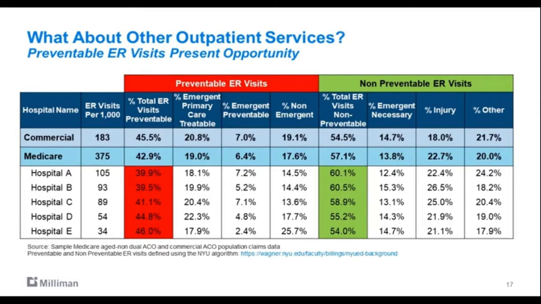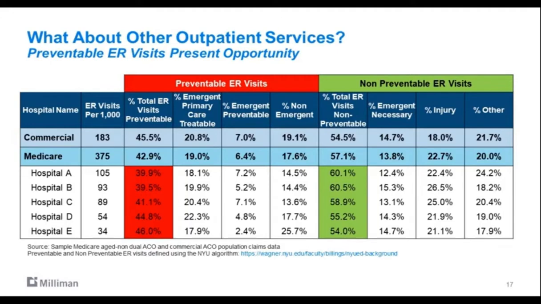Another cost driver, which we saw back on the first cost model, was about 7% of commercial spend was ER, and about 4% of Medicare spend was ER. So the question is, are some of those ER visits preventable? And the ER visits that I showed in the cost model and those that I'm showing here are treat and release ER visits. These are not ER visits that ended up with an admission.